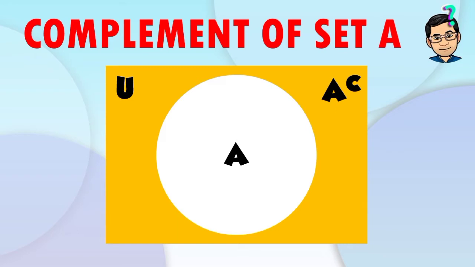Mind you, kahit magkaroon pa tayo ng two overlapping circles, lahat ng elements na wala dun sa mga sets na yun ay makikita outside the circle or circles. And then, i-denote natin siya as A complement. Since lahat ng elements na yon na wala sa set A ay nasa universal set.